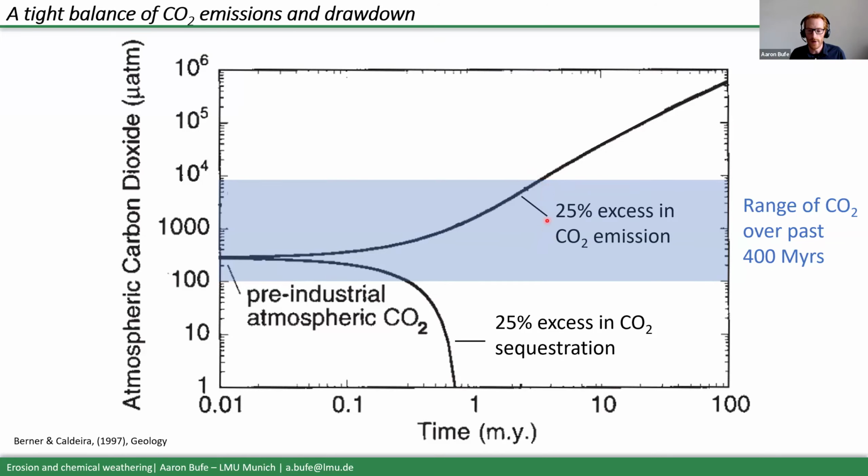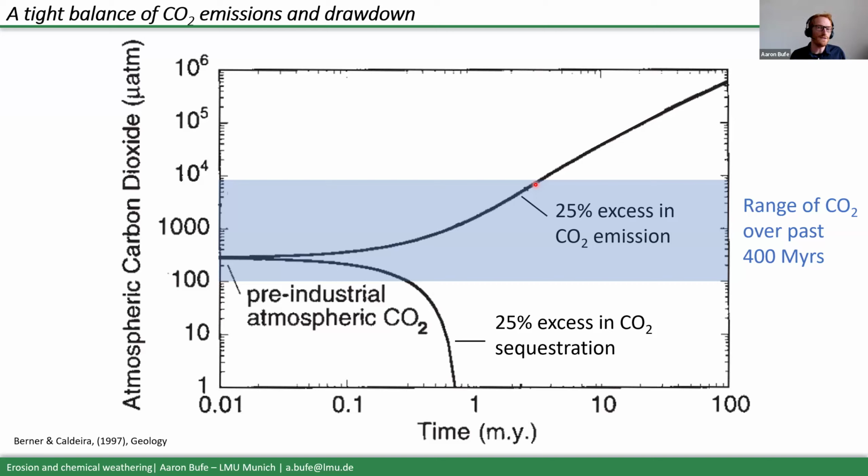And after about 2 or 3 million years, we would hit concentrations that we haven't observed. So this is to say that the emissions and drawdown have to be quite tightly balanced, at least over sort of geologic million year timescales. And so that means that we probably need some sort of negative feedbacks or stabilizing feedbacks in the system.